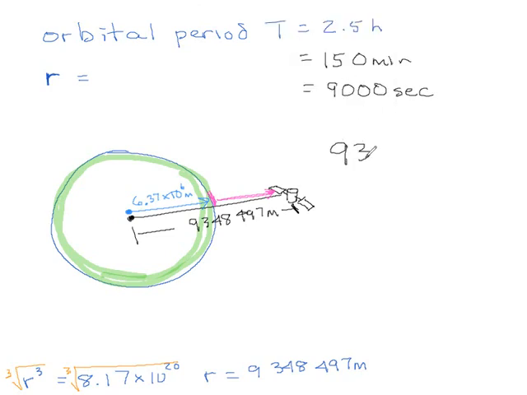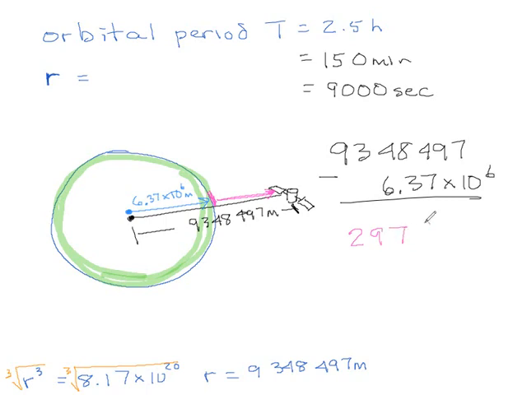So, 9,348,497 is the total distance. From that, subtract 6.37 times 10 to the 6. Fortunately, calculators don't mind if you give them some numbers in regular notation and some in scientific. If we subtract 6.37 times 10 to the 6 from that, we get that the pink distance, the height above the ground, is 2,978,497 meters.